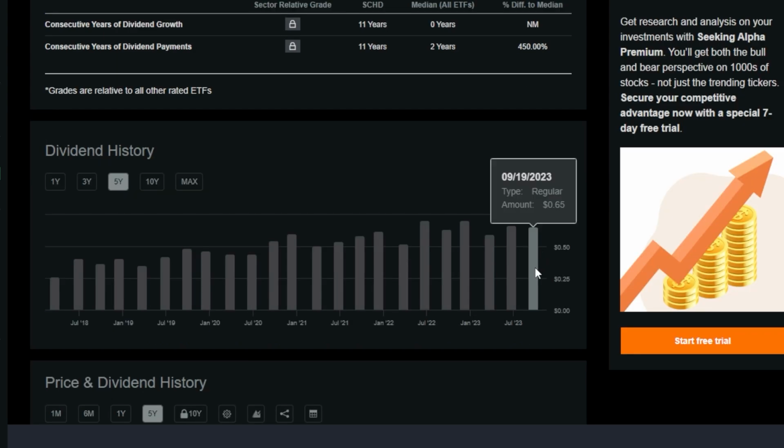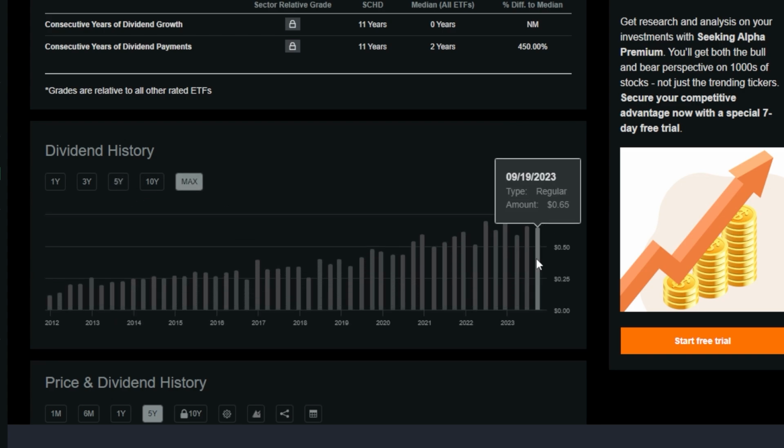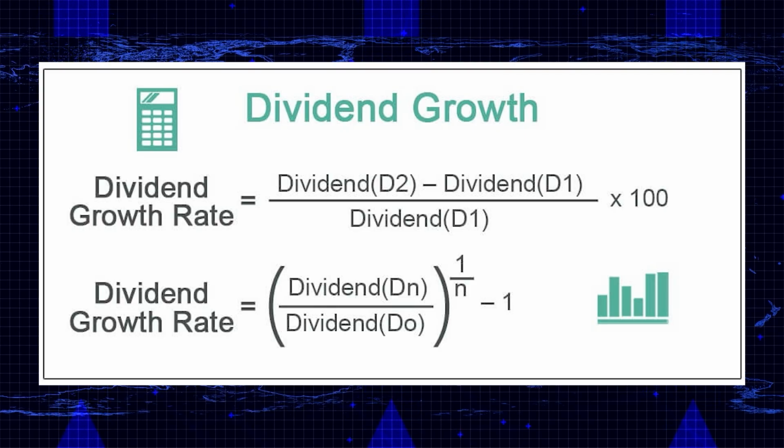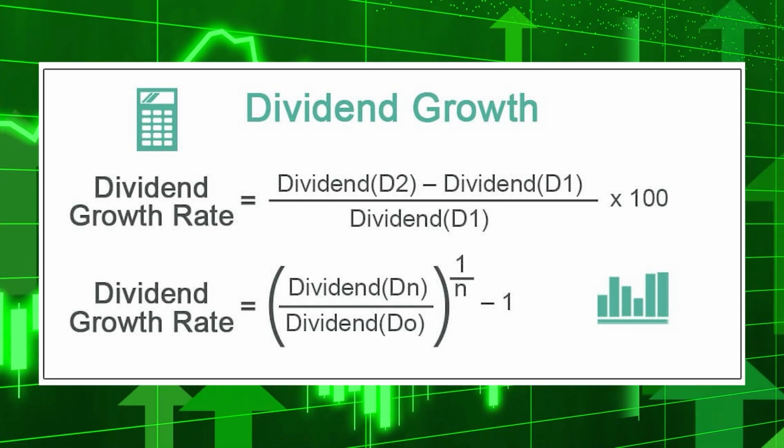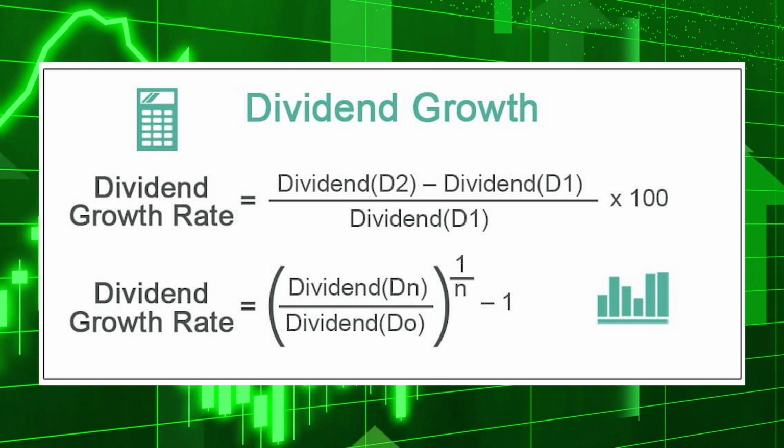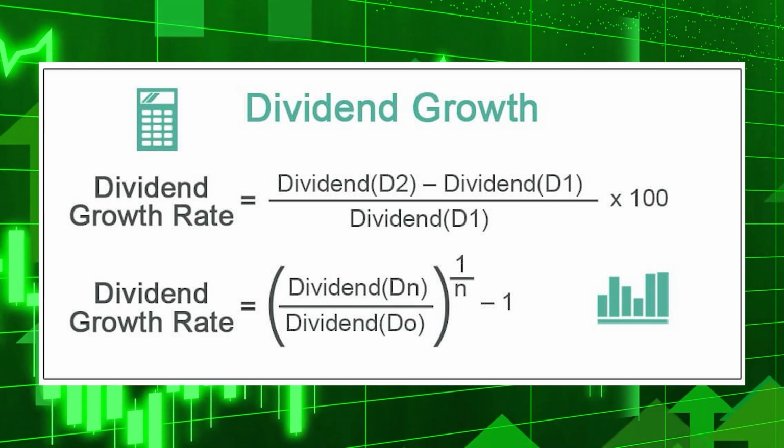Now you might be saying, well, that's not necessarily all that high of a starting dividend yield, but the real magic is the dividend growth that SCHD has. Dividend growth rate is a measure that indicates the annual rate at which a company's dividend payments have increased over a specific period of time. It represents the compounded annual growth rate, or CAGR, of dividends over that period, and is often expressed as a percentage.